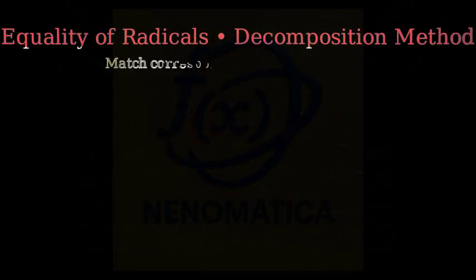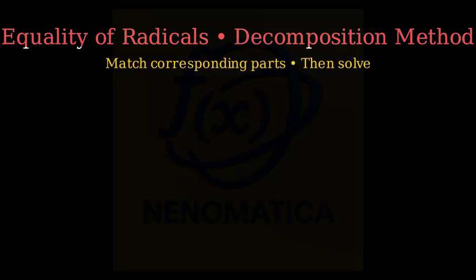In this lesson, we build intuition for when two radical expressions are equal and how to decompose or simplify nested radicals using term-by-term matching. We'll end with a fully worked example, simplifying the square root of 18 plus 12 times the square root of 2.